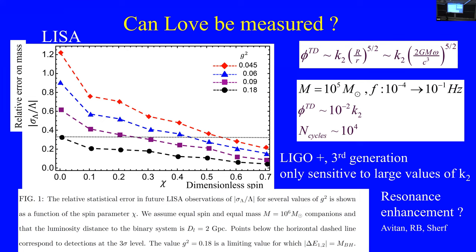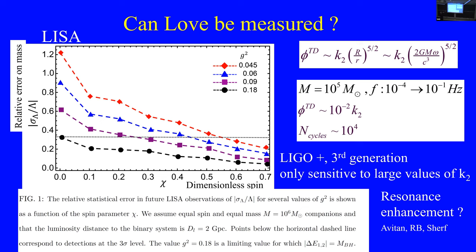We assume in this case a binary at 2 gigaparsecs, so quite far away, and equal mass of a million solar masses, which is again something reasonable for LISA. And these graphs show, this is the 3 sigma value, the dotted graphs. And so something below that is something that you might say is detected. And you can see in this case, this 0.18 is essentially a limiting maximal value. You should ignore it. This just means that there's nothing below.